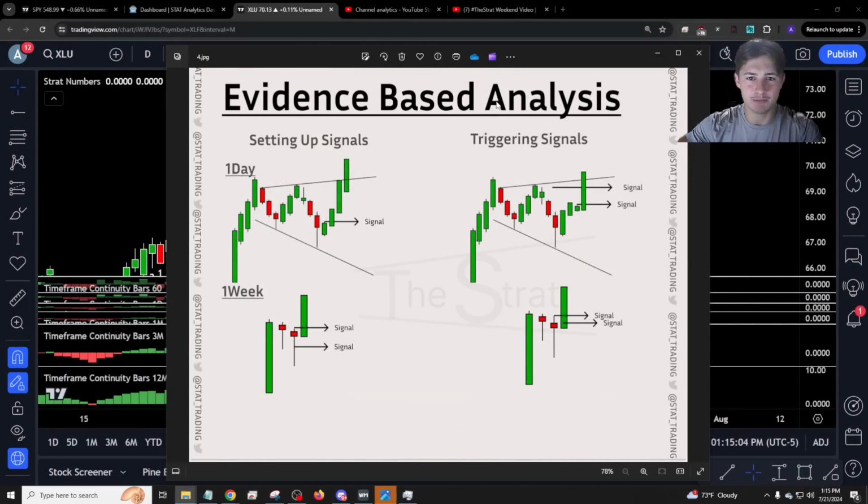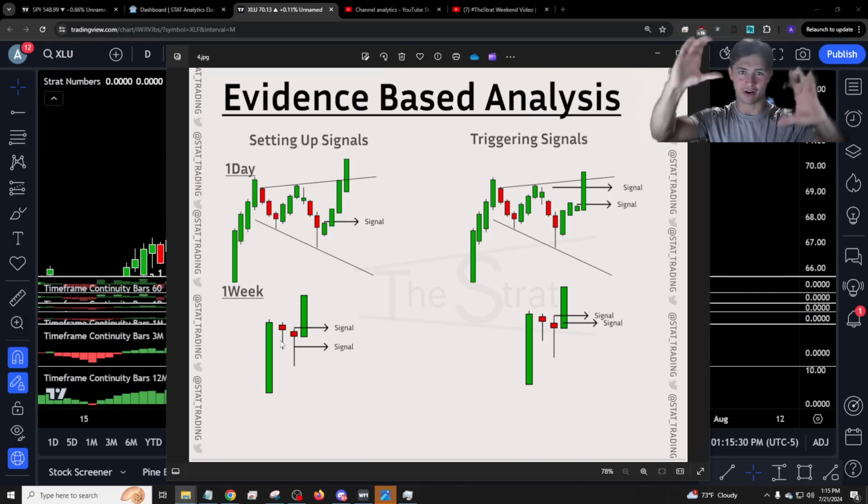So, evidence-based analysis. We can either set up signals or trigger signals. When we are setting up signals, we are trading against continuity of higher time frames. We're not trading against full time frame continuity, because if the day is green, but the week is green and the month's red, it's not full time frame continuity. It's in conflict. So when you're in conflict and you have, let's say, the day and 60 green, the week and month red, they're fighting each other, right?